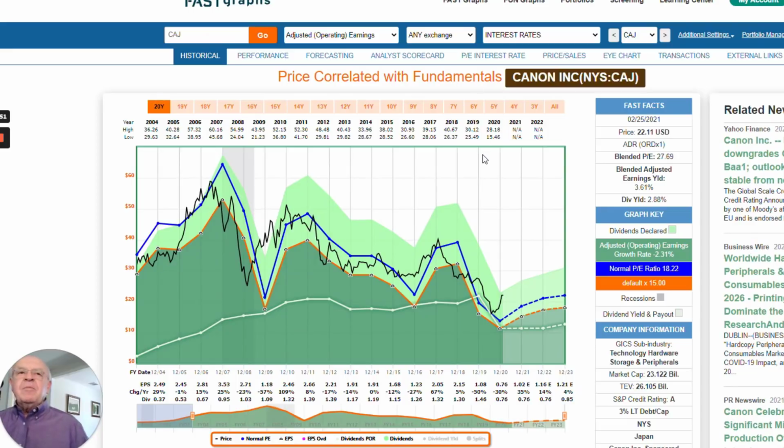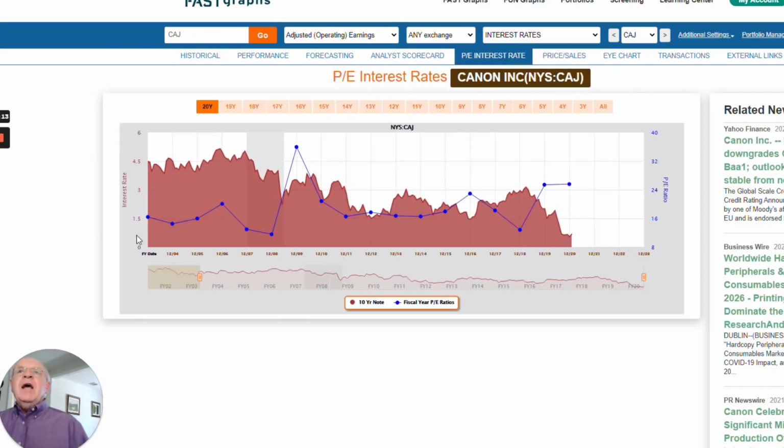Now let's look at it from the other perspective. Let's go in reverse. Rather than look at all this nice growth, let's look at a company like Canon, a technology, hardware, storage, and peripherals company, you might say similar to an Apple, for example. But the point is, here you have a company whose operating results have steadily deteriorated. If I look at the PE to interest rate graph on this company, again, it's all over the place. There isn't any real direct correlation or inverse relationship between interest rates and stock values, or stock multiples.